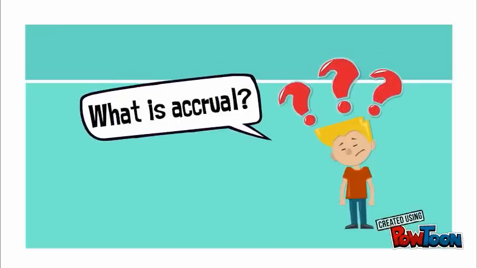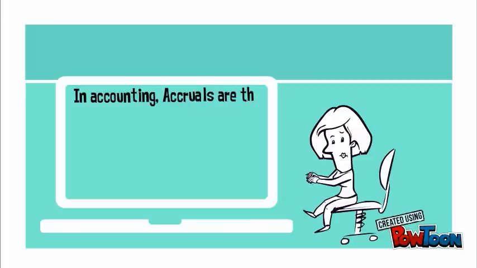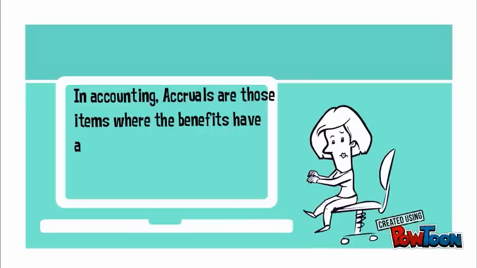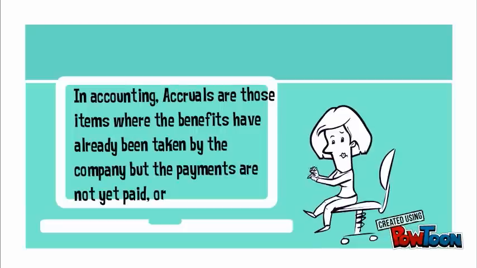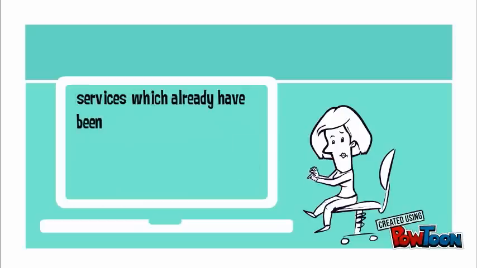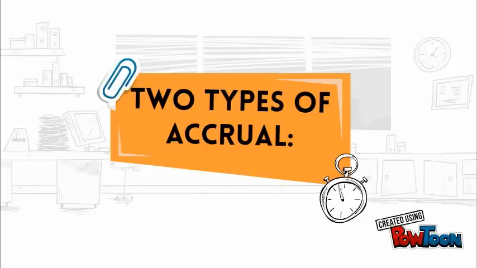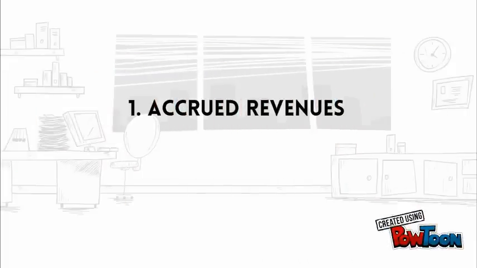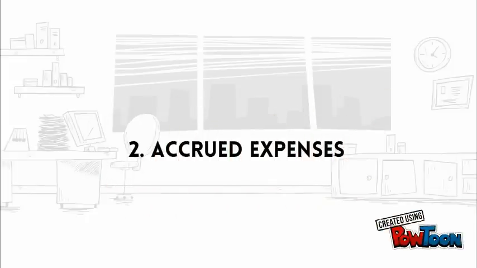What is accrual? In accounting, accruals are those items where the benefits have already been taken by the company, but the payments are not yet paid, or services which already have been provided but payment is not received yet. There are two types of accrual. First, accrued revenues. And second, accrued expense.